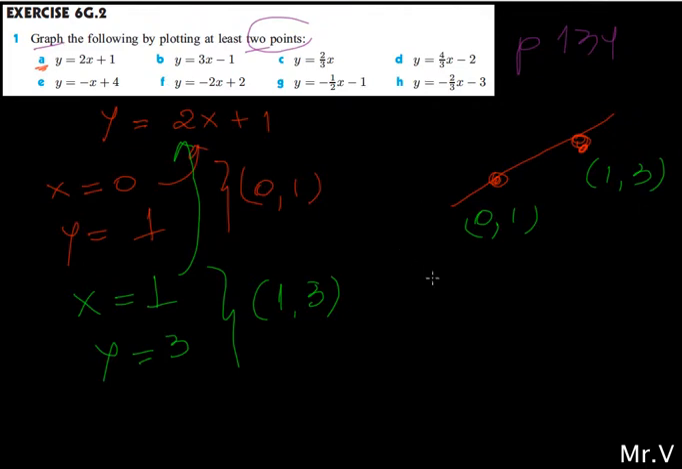How easy is this? I'm not asking you to do a precise graph to the millimeter. I just want you to sketch. If this is your sketch and I can see the 2 points and I can see that you found them this way, perfect. You get full credit for the question.